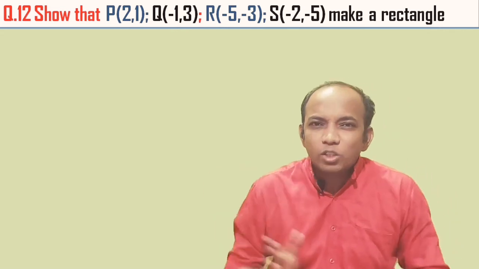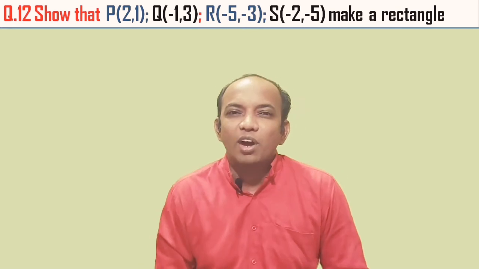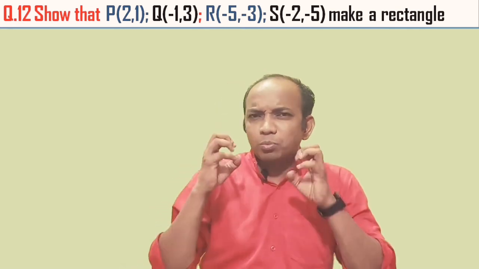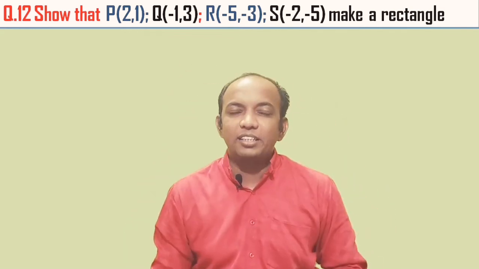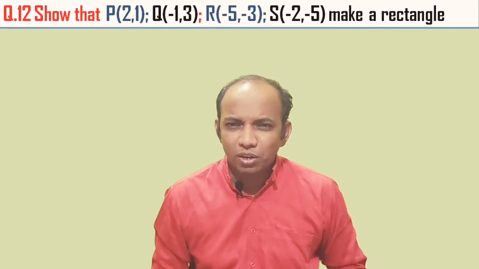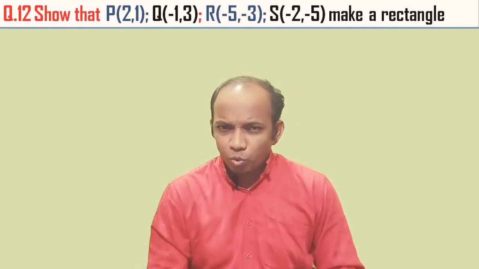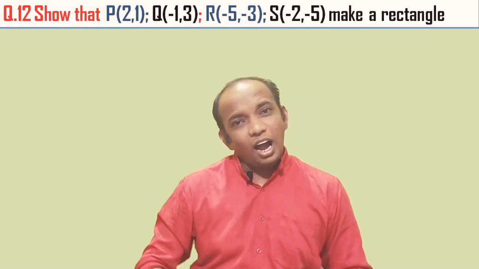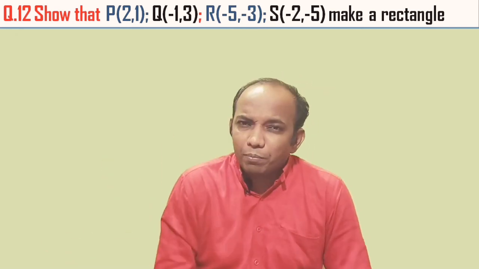Here we go with the 12th question on the board. The question says that we need to prove this quadrilateral PQRS as a rectangle. An action plan for this proof is nothing but we are going to solve 4 sides and 2 diagonals by distance formula. If we find that opposite sides are equal by using distance formula and the length of diagonals are also equal, then we can say this quadrilateral is a rectangle.